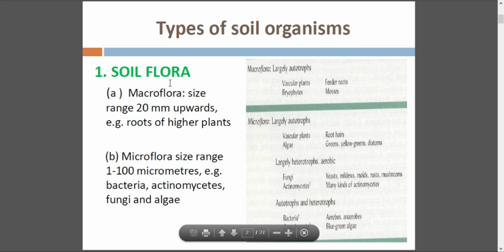I will start with soil flora. Soil flora can be divided into macroflora and microflora. Macroflora are normally large in size and they range from 20 millimeters upwards. These mainly include roots of higher plants, or vascular plants, and bryophytes, for example, moss. Then microflora range from 1 to 100 micrometers, and these include bacteria, actinomycetes, fungi, and algae.